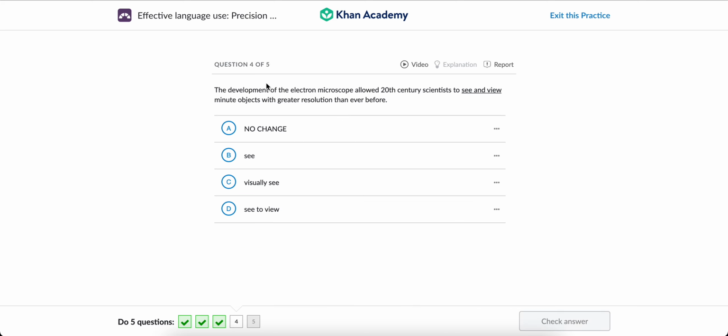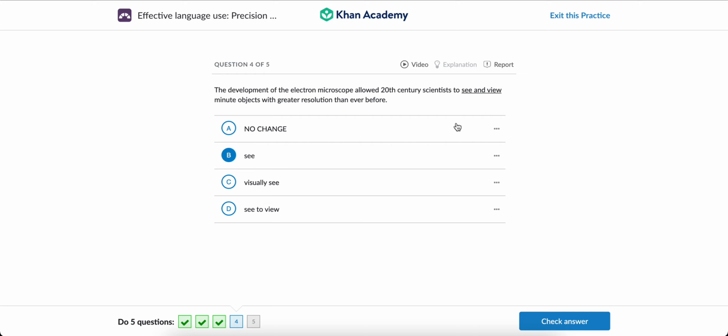Number 4. The development of the electron microscope allowed 20th century scientists to see and view minute objects with greater resolution than ever before. In this case, see and view have the same meaning. So again, this is redundancy. You can find this pattern. It's very common with the SAT, the December SAT, and eventually the digital SAT. So use one or the other.